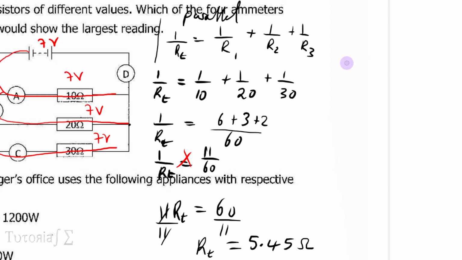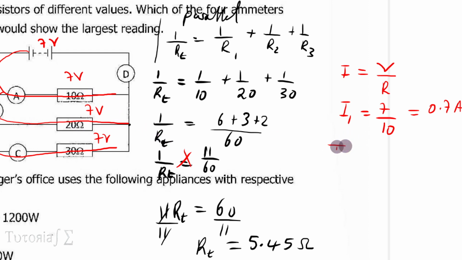Ohm's law simply says the current is directly proportional to the voltage and inversely proportional to the resistance. So to find the current through each of these resistors, current 1 will be equal to the voltage across this resistor, which is 7 volts, over the resistance, which is 10. This gives us 0.7 amps. That is the current through this resistor.